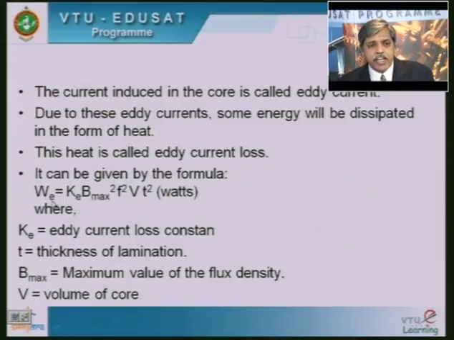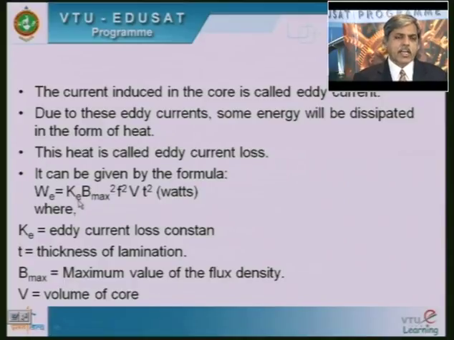Here E stands for eddy current, so WE is the eddy current loss, which is always measured in watts. KE is called the eddy current loss constant. Bmax is the maximum value of the flux density, raised to the power 2. So the formula is KE, Bmax square, f square, V, t square. Here t is the thickness of the lamination. Now here also this eddy current loss is a constant.